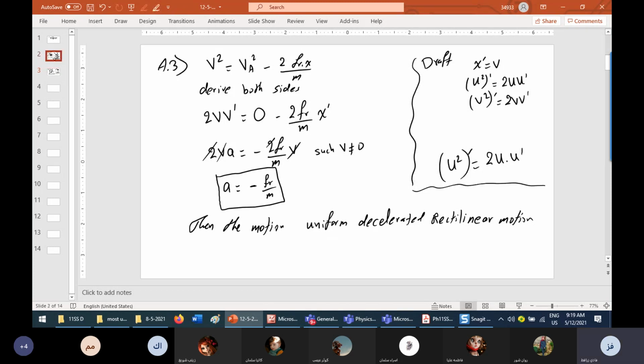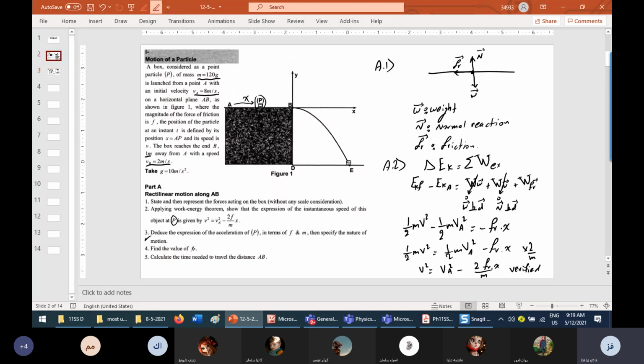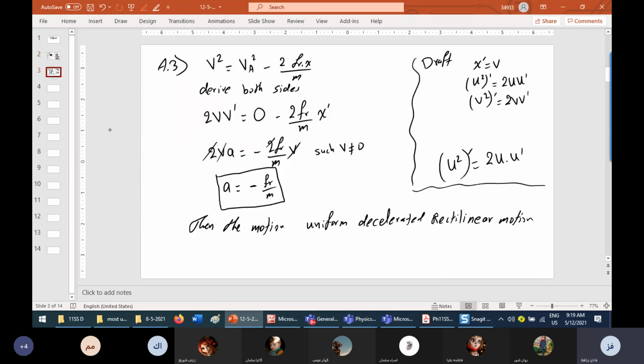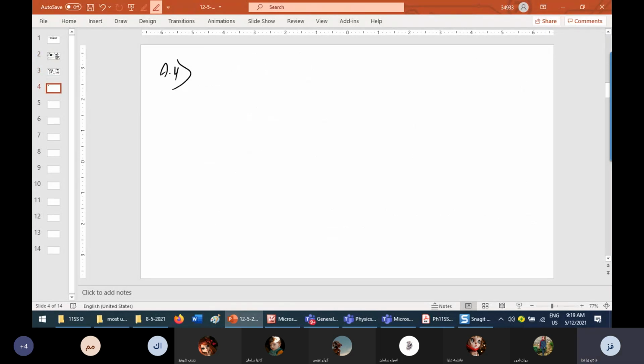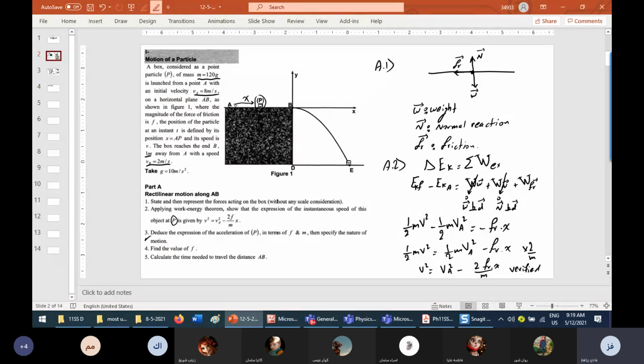Now in part A4, he said find the value of f. How to find the value of f? I have two relations, one of them for acceleration, and I don't have acceleration, and one of them for the speed, and I have the speed between A and B. So I will apply this equation: V square equals VA square minus 2 friction times distance over mass. Let me double check it. It's correct. But I will apply this formula between A and B.